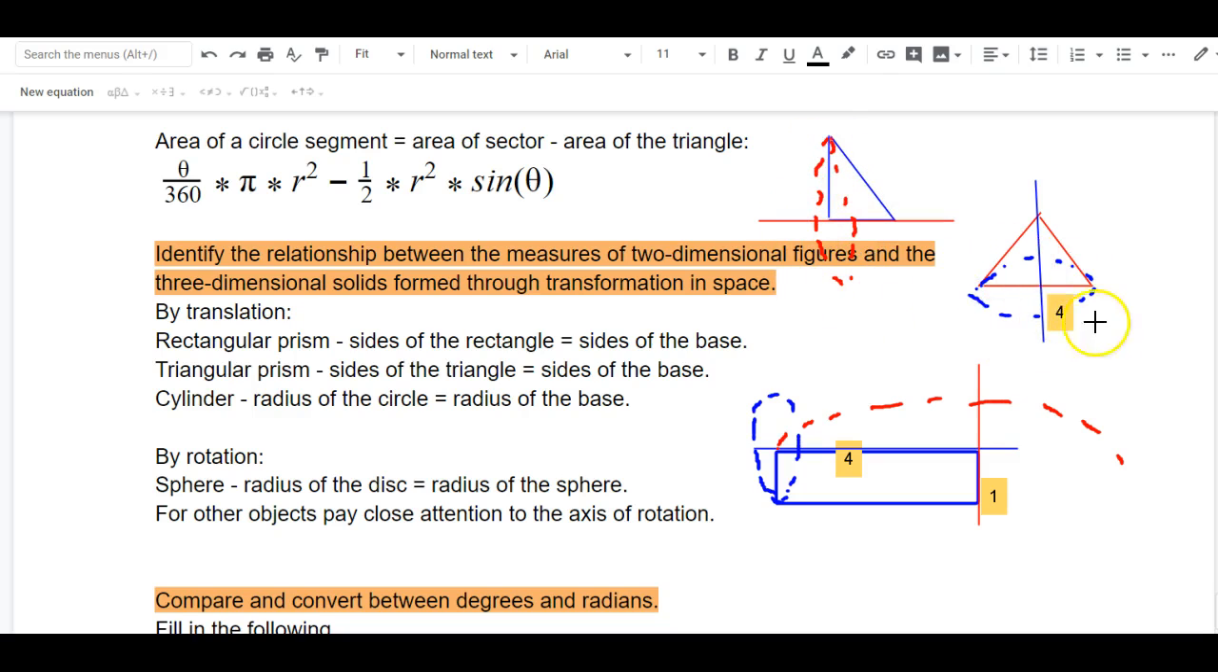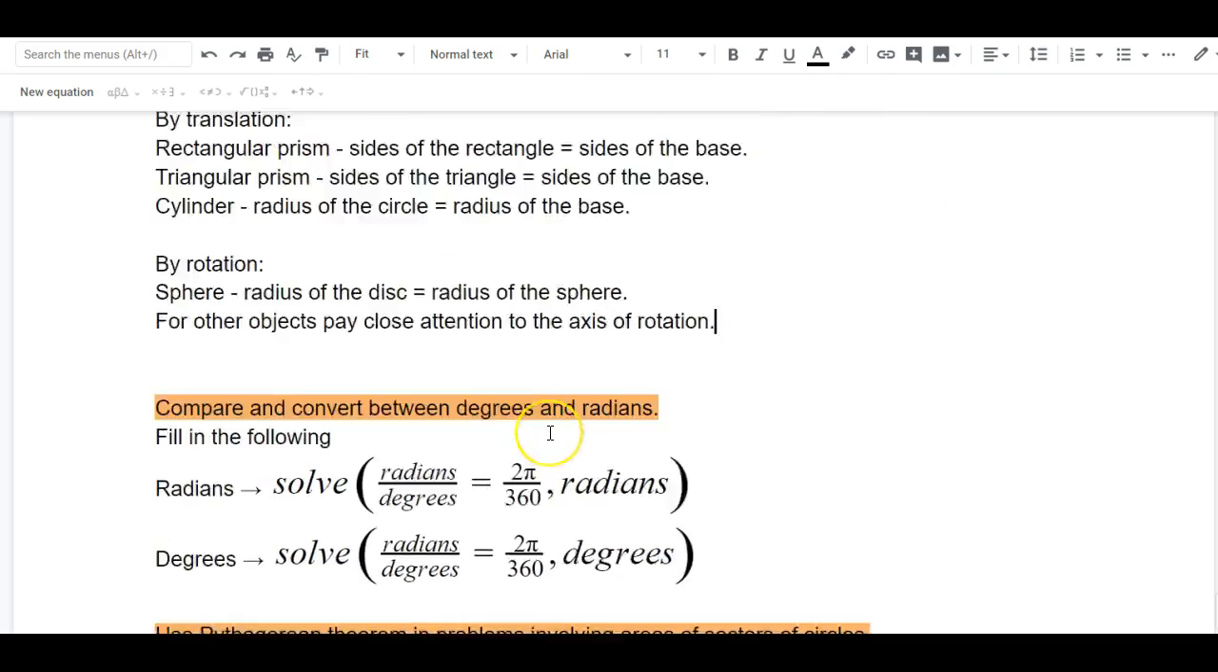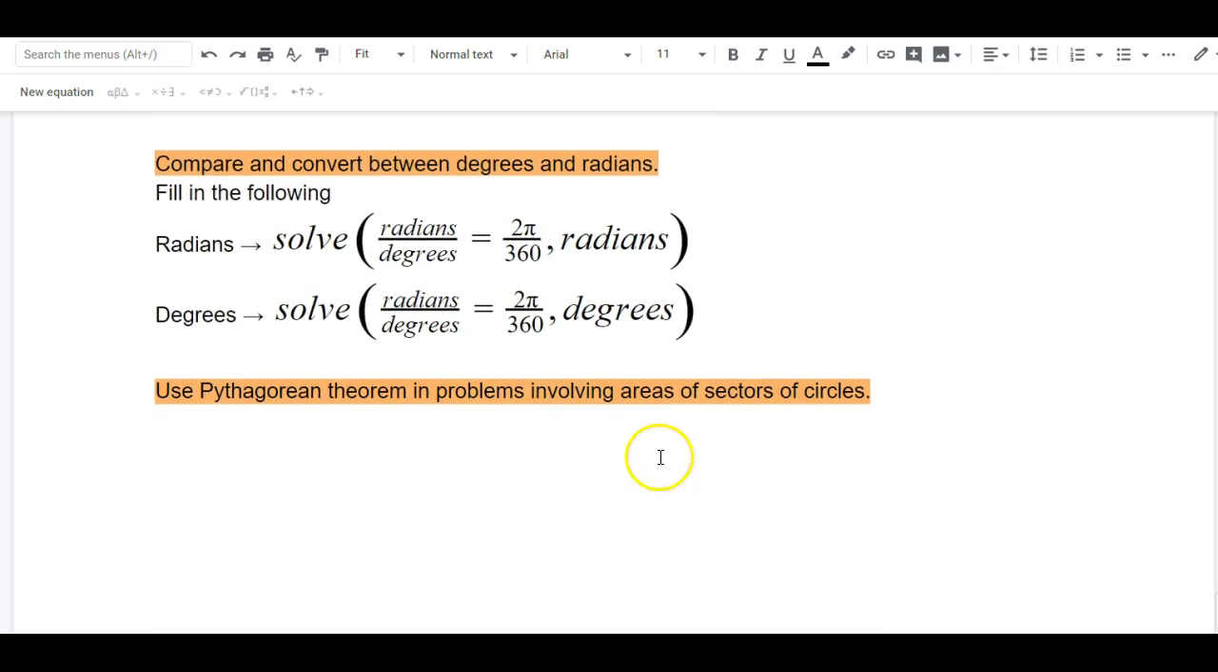In a rotation, you're almost always getting some form of a circle, whether it's a cylinder, or a sphere, or a cone. You're going to get some kind of a circle. And then that'll help you figure out what the radius is, right? So I think that's all I'm going to put there for you. We worked on those before, but I just want to make sure.